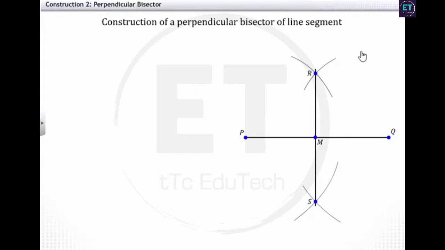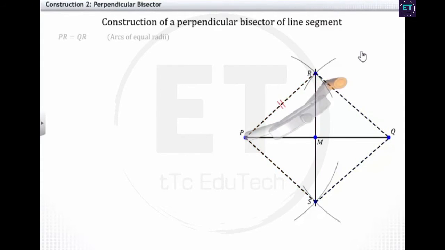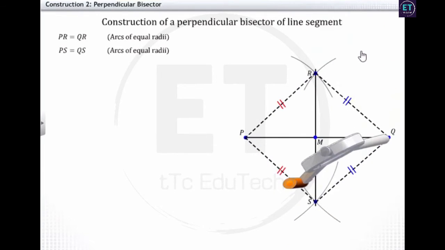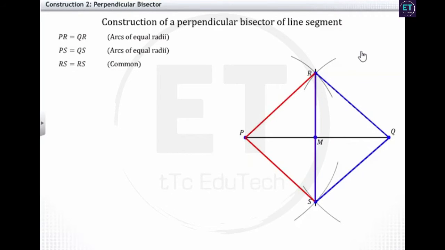As you can see, they intersect each other at point M. Now, let's join the points P, Q, R, and S. Now, let's join PR, PS, and QR, QS. Two triangles RPS and RQS are formed. In these triangles, PR is equal to QR, and PS is equal to QS, as both are the radii of the same arc. RS is the common side. Therefore, by SSS rule, the triangles RPS and RQS are congruent.